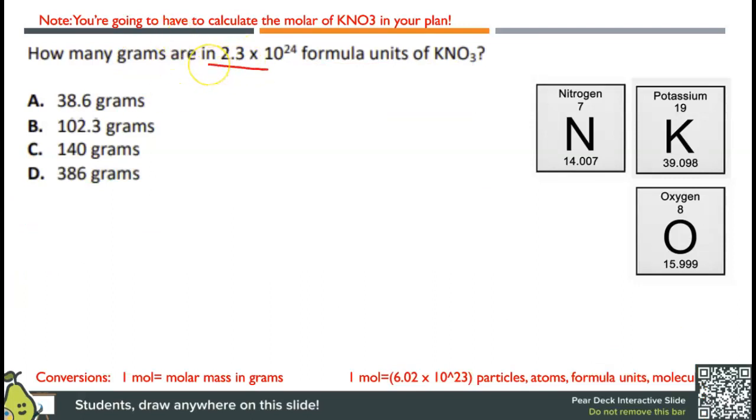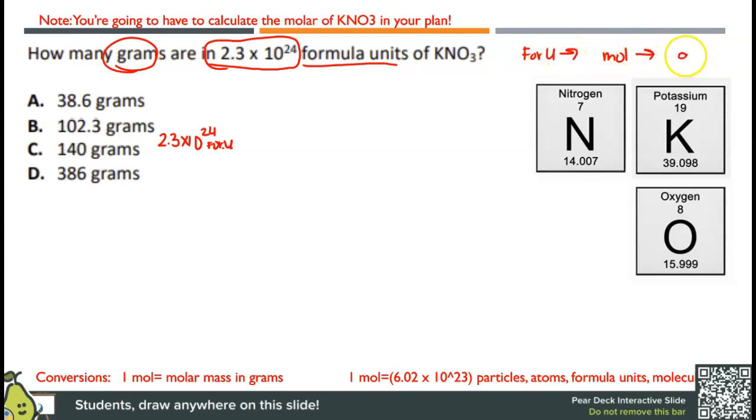So our given is the 2.3 times 10 to the 24th formula units, which is kind of like saying atoms. So 2.3 times 10 to the 24th, I'm going to put FU for short. And we want to figure out how many grams. This is our unknown, grams. So we're going to go from formula units to moles, right? Because we always go to moles. Then we're going to go to grams of KNO3.